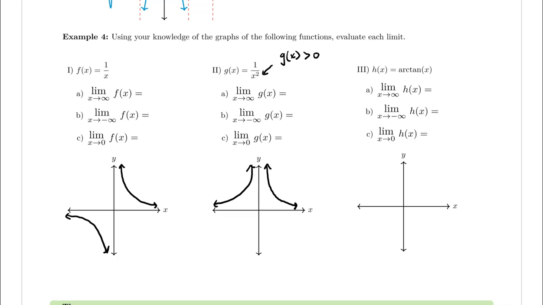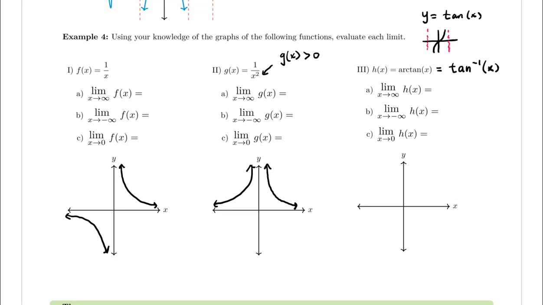And then the last graph, we have h of x equals arctangent of x. I just want to emphasize, remember that this is the same thing as tangent inverse of x. And so one way that you could think about the graph of this is if we graphed the regular tangent function, so y equals tangent of x. We know that that has vertical asymptotes at pi over 2 and negative pi over 2. And so its graph looks something like that.